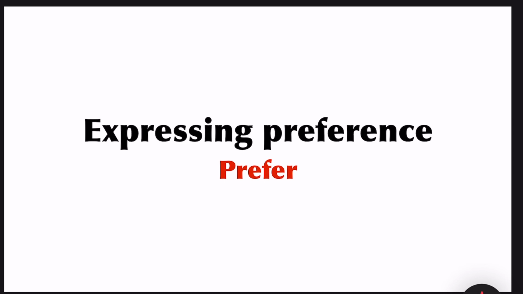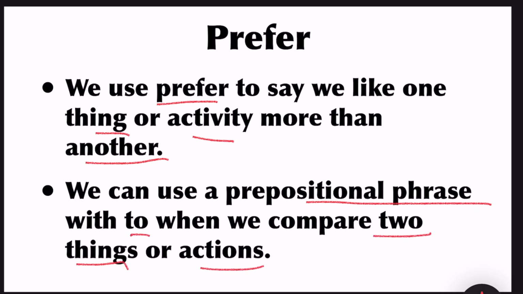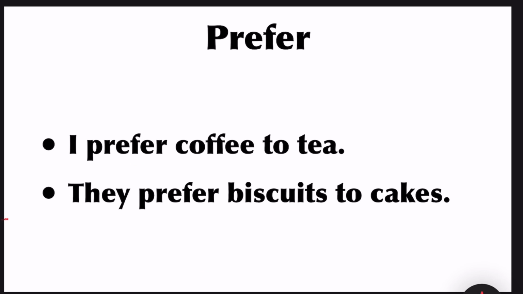In today's class, we are going to discuss how to use the word prefer to express preference. We use prefer to say we like one thing or activity more than another. We can use a prepositional phrase with to when we compare two things or actions. Example, I prefer coffee to tea. They prefer biscuits to cakes.